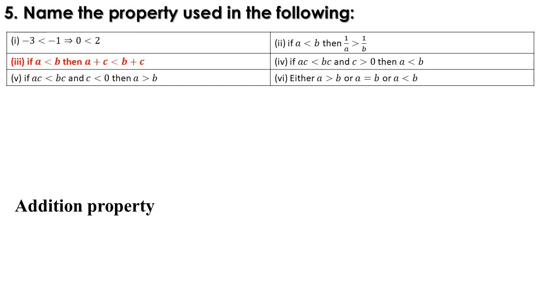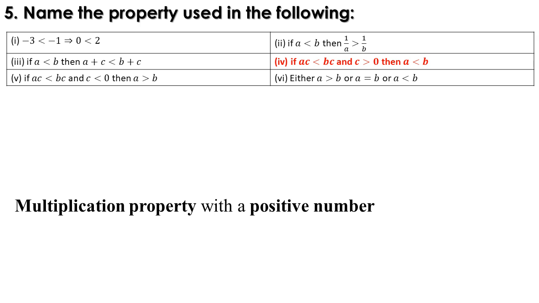This is the addition property. If A is smaller than B, and we add the same number to both sides, the order doesn't change. Here we have the multiplication property with a positive number. If you multiply both sides of an inequality by a positive number, the direction stays the same.